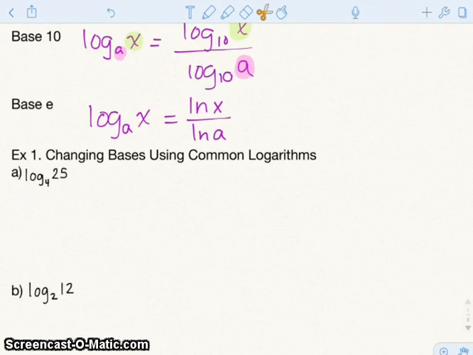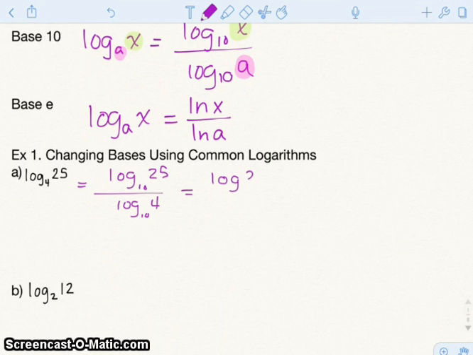It says log base 4 of 25. If I want to put this into my calculator, I would do log base 10 of 25 over log base 10 of 4. You'll notice on your calculator it doesn't say base 10, but it's the common log, so that's what it is, even if it doesn't say that. So I would type in log of 25 divided by log of 4. I'm going to put this one in the calculator so you guys can see, and then you guys can do the next one.